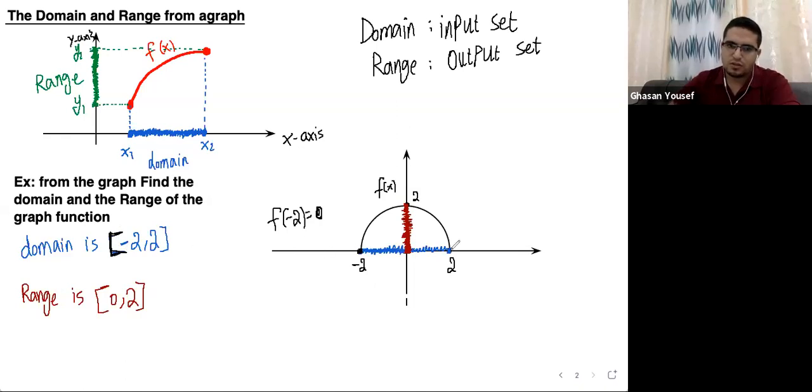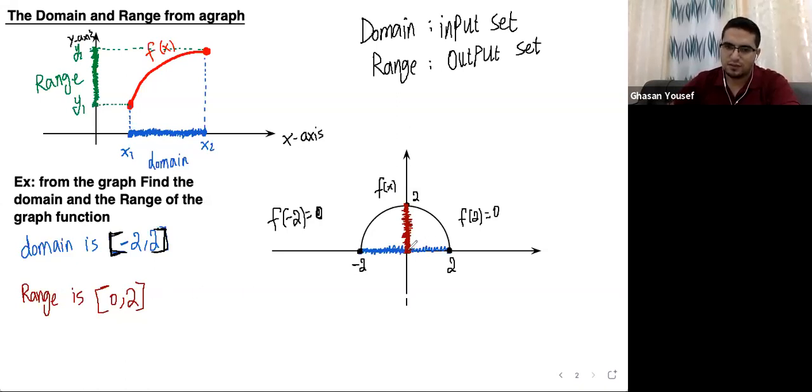Also at 2, f of 2 is 0. Also we have to make it closed because they give me a value at the endpoints. At f of -2, they give me 0, and at f of 2, they give me 0. So both of the endpoints are included in the domain. The range is the same thing.